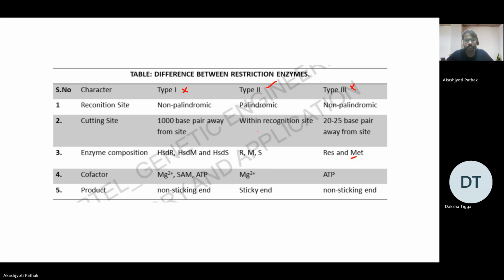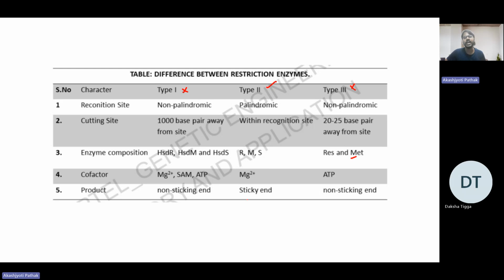Okay. So these things were discussed in detail, so I'm not going into detail. The cofactors required for the activity of the restriction enzyme are magnesium, S-adenosyl methionine, and ATP. For type 2, it is magnesium. For type 3, it is ATP. Now, the product is a non-sticky end.